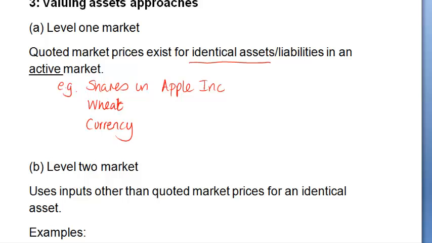Or currency. If you're looking at, say, the euro to the dollar exchange rate, and you want to buy with your euros $200, well, you don't care whether it's those 20 $10 notes or those 20 $10 notes. They're just $200, aren't they? So the asset or liability is identical, and we don't care as consumers or prospective buyers which of them we're buying. So that is our level 1 market.